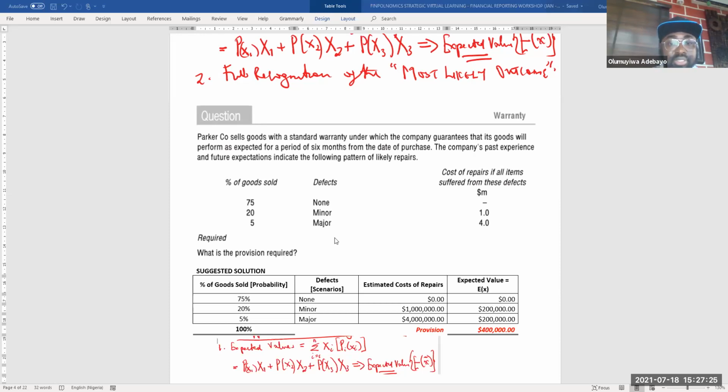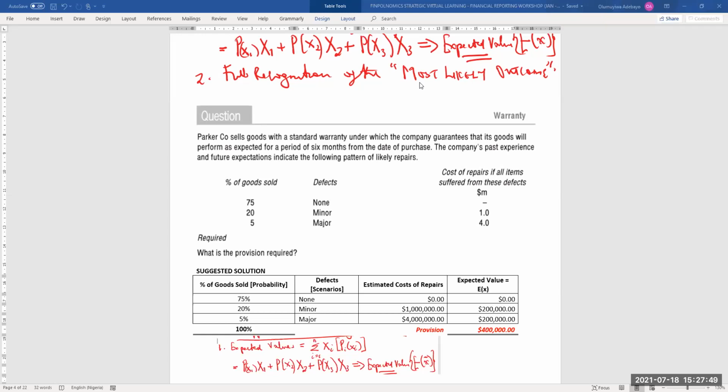Now, what role does time value of money play in making provision? We discovered that the provision we discussed just now, based on the expected value, had no effect of time value of money. Who can tell me why? Why was there no effect of time value of money?